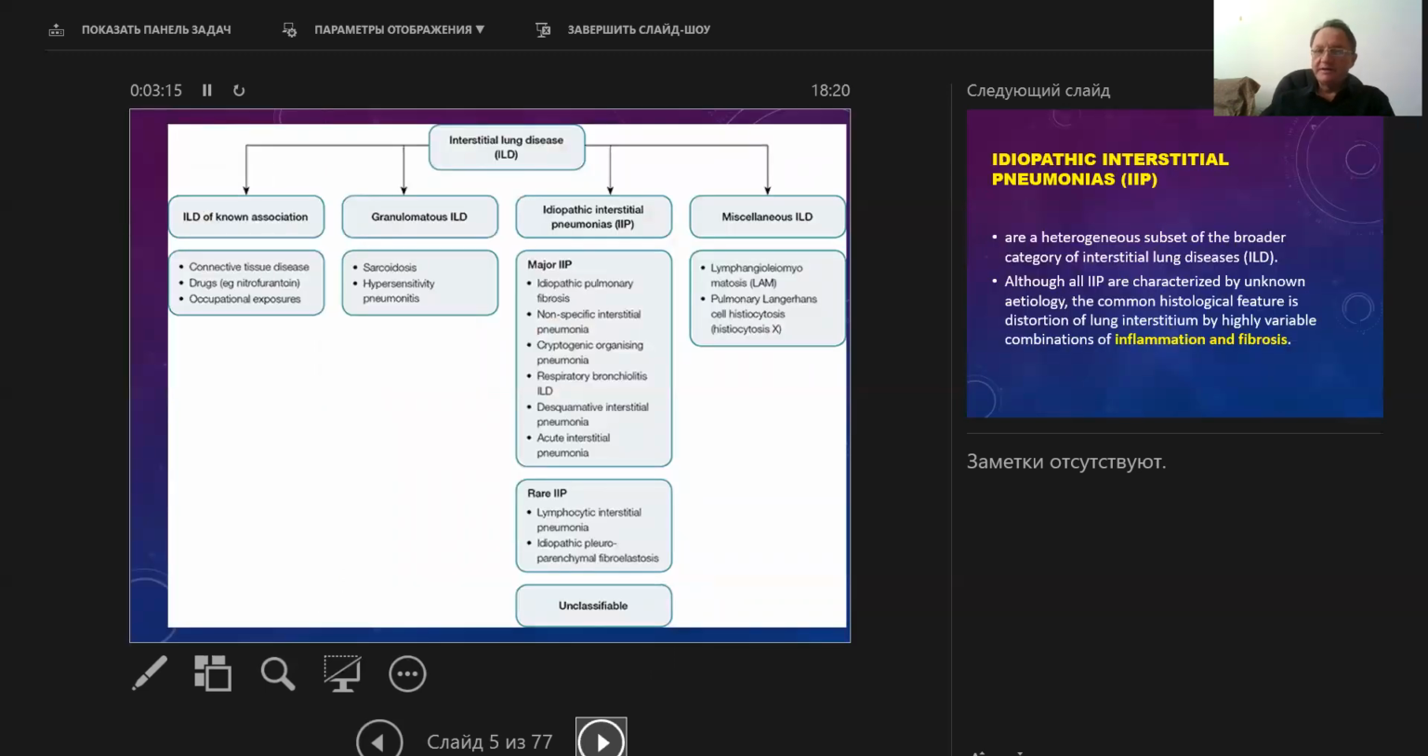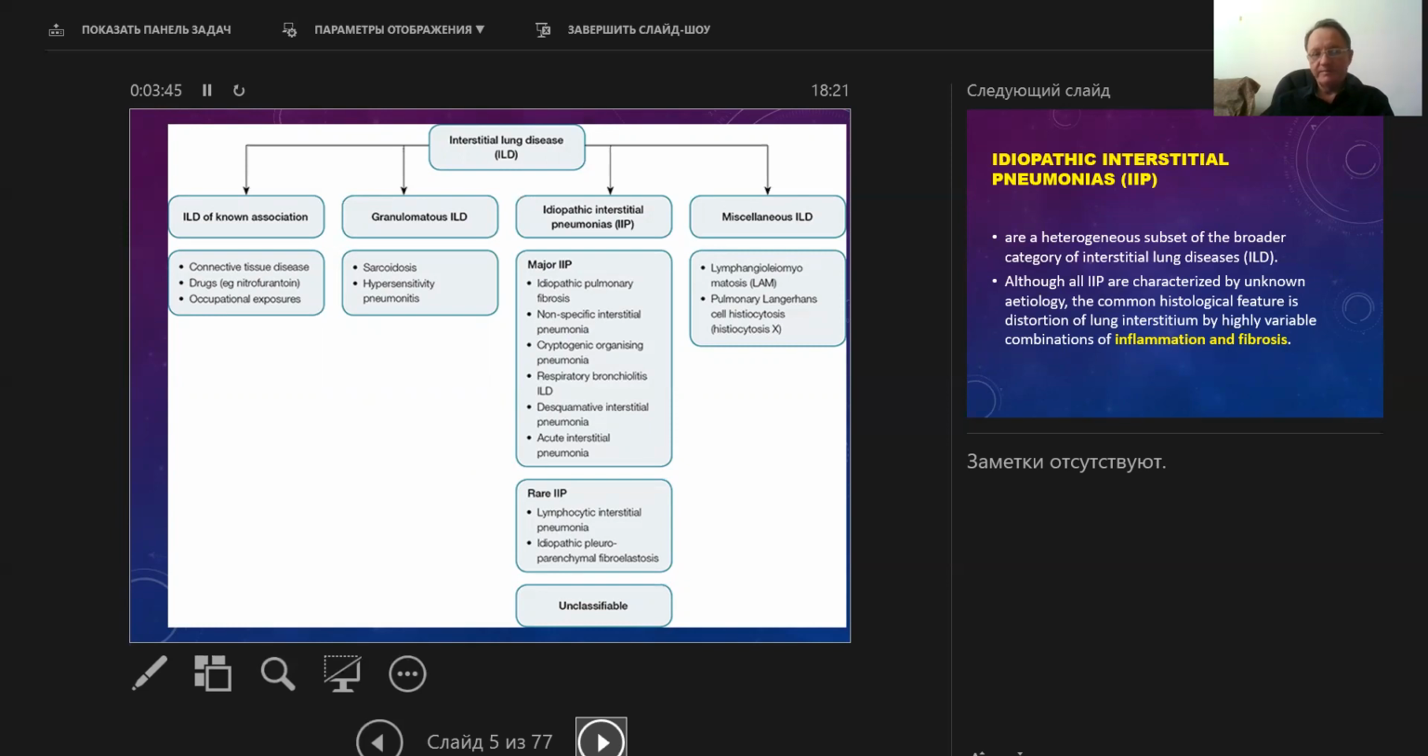So interstitial lung disease is a very heterogeneous group of diseases, including a lot of diseases with different etiological factors, pathology, clinical picture, and different approaches to treatment.